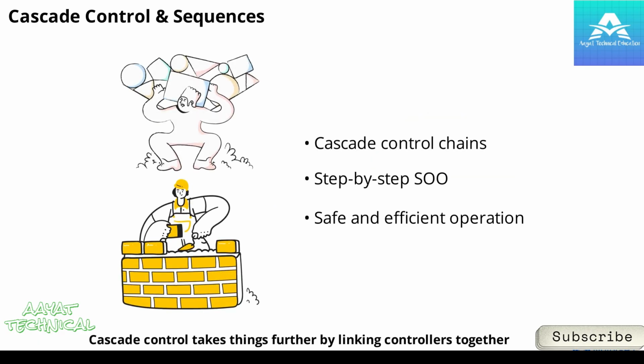SCADA control takes things further by linking controllers together. For example, a room temperature controller might set the target for a supply air temperature controller, creating a chain of precise adjustments. Sequences of operation, or SOO, detail step-by-step processes, like starting an air handling unit. First, start the supply fan, then open the damper, confirm flow, enable cooling, and finally modulate the valve using PID. These sequences ensure safe, reliable, and efficient operation of complex building systems.